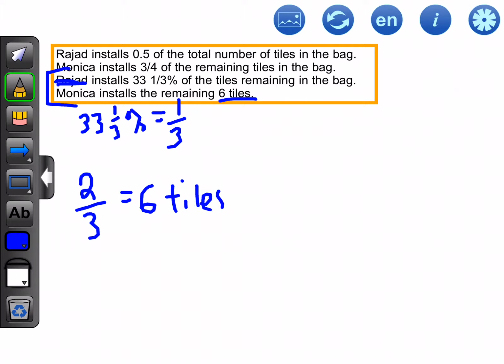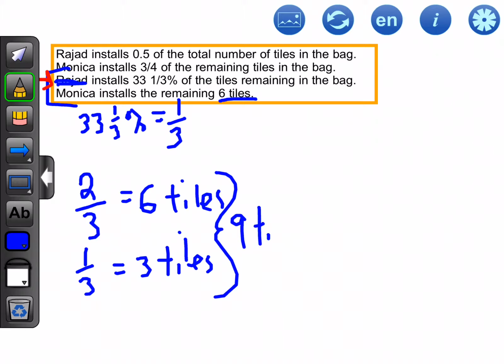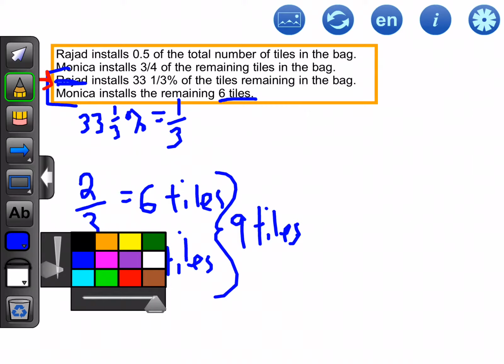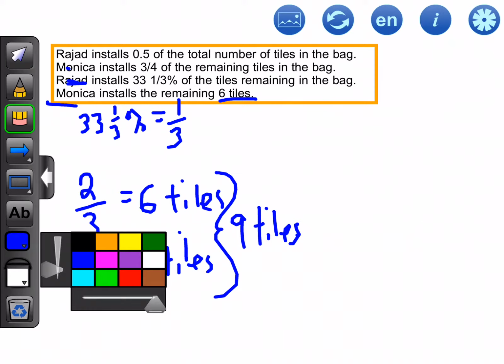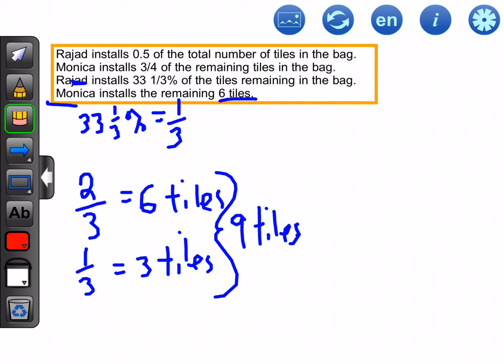So if 2/3 equals 6 tiles, then 1/3 must equal 3 tiles. Which means that Rajad, right here where I've got the red arrow, started off with 3 plus 6, 9 tiles. So where the red X is, I'm going to just erase that and get rid of that. There we go. And I'm going to grab red, and I'm going to put a 9 here, a 9 here, to show us that Rajad had 9 tiles at that point.